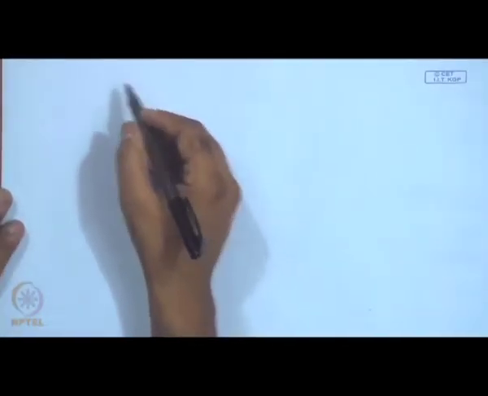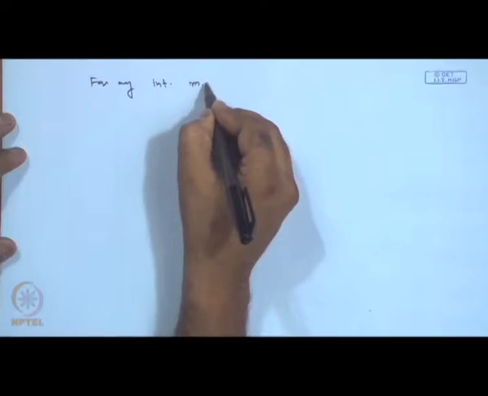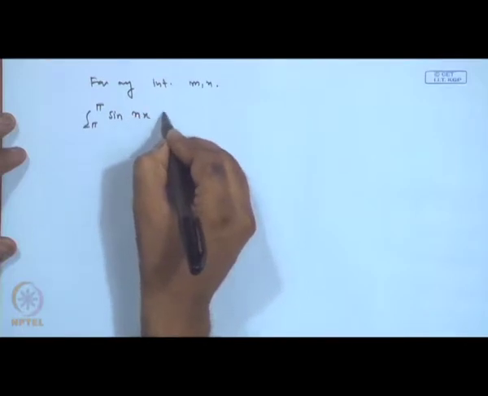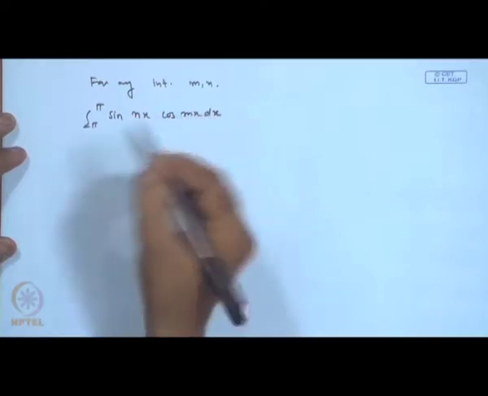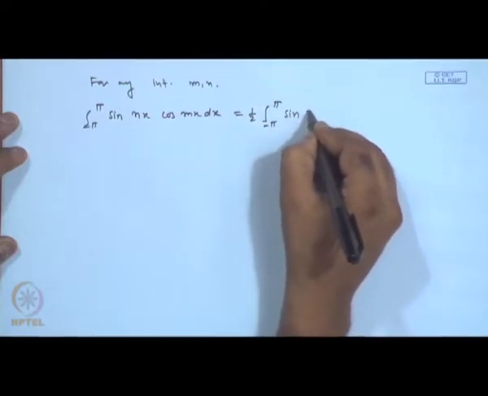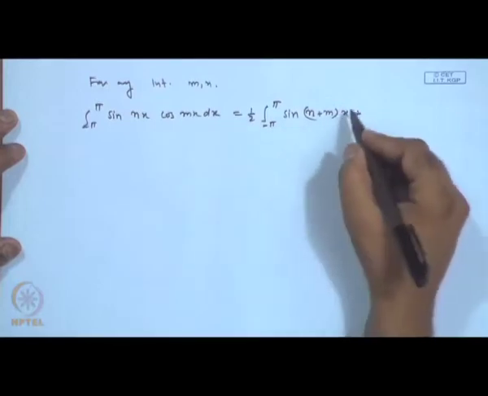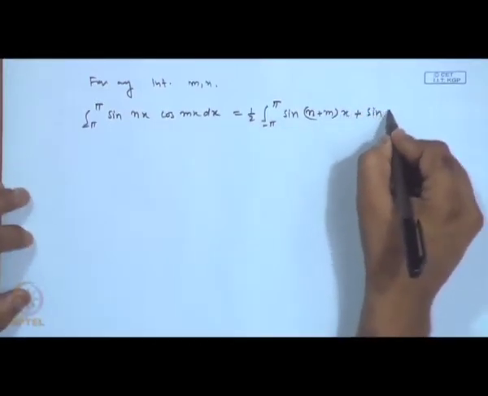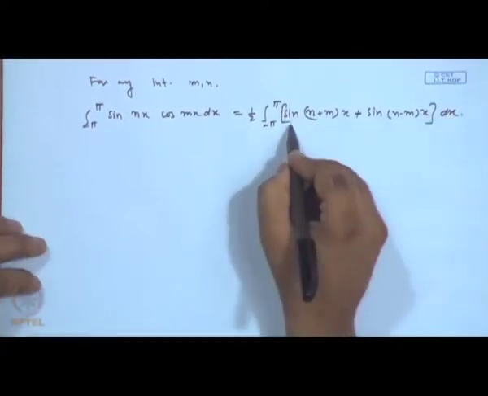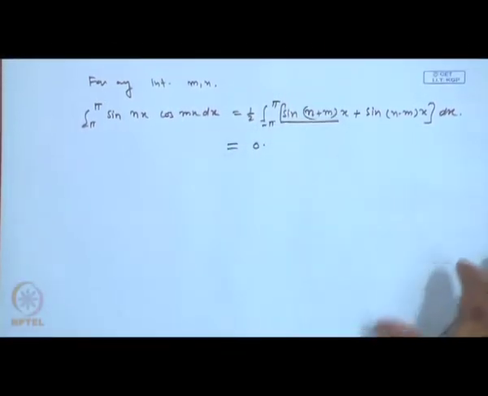Now, we take the last combination, and that is again for any integers m and n, the product of sine and cosine, so sin nx and cos mx dx. In this case, we have from minus pi to pi sin (n plus m)x, since 2 sin a cos b equals sin (a plus b) plus sin (a minus b), so plus sin (n minus m)x dx. We will get cos, and cos of pi or minus pi is the same value. So, we will get again 0.